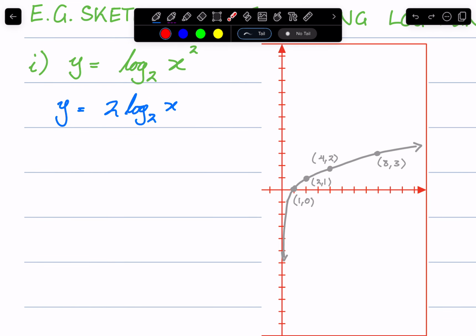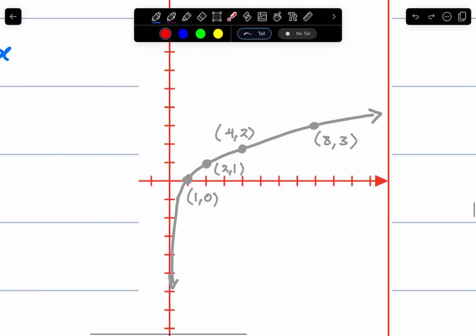So for example, if we were to put log base 2 of 1 into here, this would equal 0, and we would then multiply it by 2. So this point doesn't change. But now when we put x equals 2 into here, log base 2 of 2 becomes 1, which we are now multiplying by 2. So this 2 comma 1 is now going to become 2 comma 2.